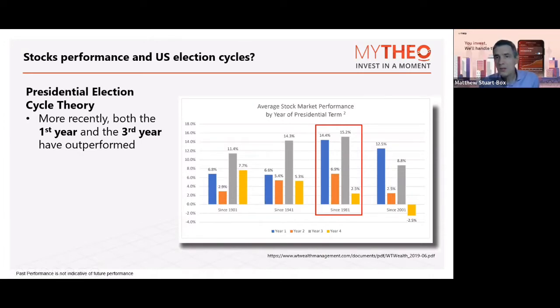Here you can see the same kind of analysis over the 4-year cycle. And US stocks do tend to perform well in the 3rd year, and also over the last 40 years or so, the 1st year of the cycle as well. Obviously, depending on the period that you take, the results are a little different. But you can see that the 3rd year, this grey bar, is consistently pretty strong, no matter what time period you take.